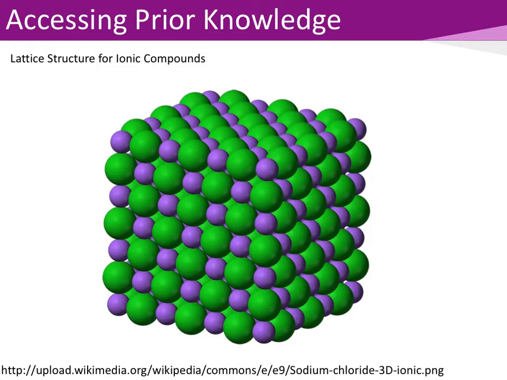I want to remind you about the lattice structure for ionic compounds. We have what we might call a formula unit here. We do not use the word molecule because ionic compounds do not form molecules. Instead, we have this large three-dimensional structure with alternating negative chloride ions and positive sodium ions in the case of NaCl. Lattice, the idea of a lattice structure.